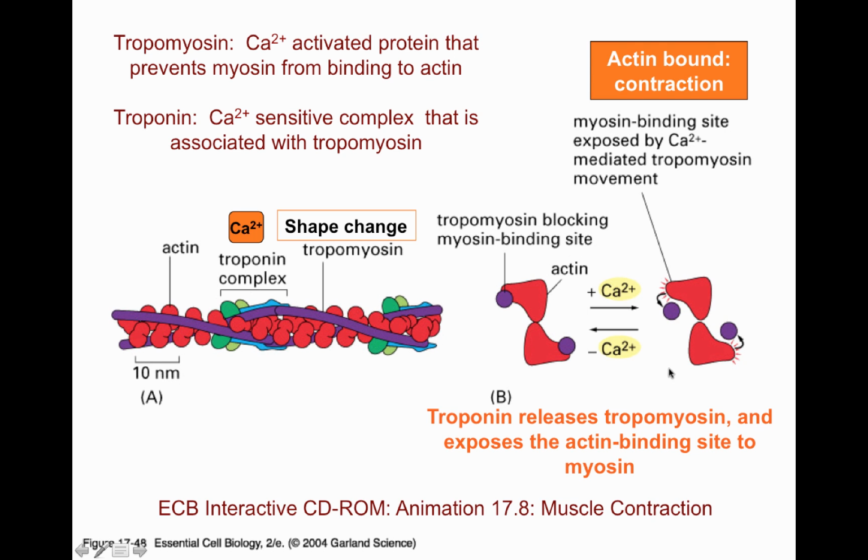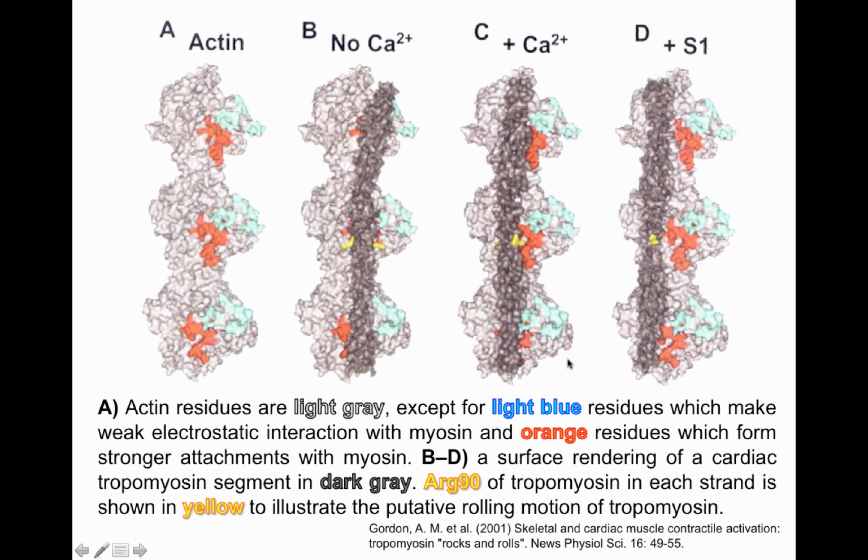When calcium goes away, the tropomyosin is then able to move back and block the myosin binding sites on actin, and therefore induce muscle release. In this image from an article from News in Physiological Sciences, I'm going to show you how that would look from the side. So here in figure A, we have the actin filament.